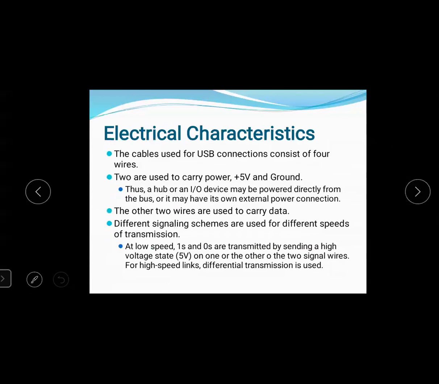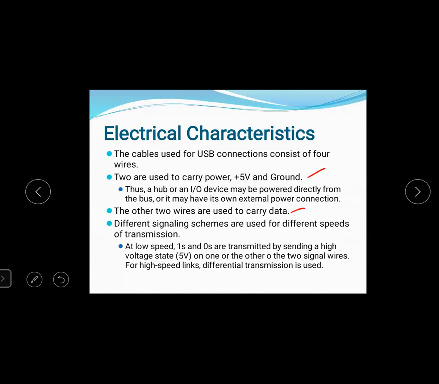These are theoretical characteristics. The cables used for USB connections have 4 wires. Each operates at plus 5 volts. 2 wires are used for power supply, 5 volts and ground, and the remaining 2 wires are used to carry data.